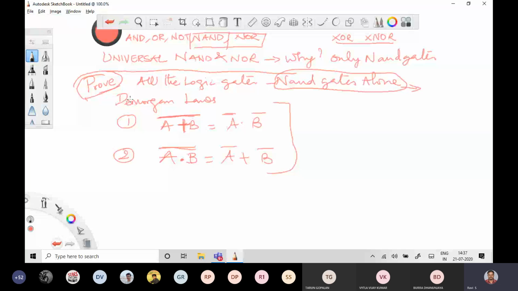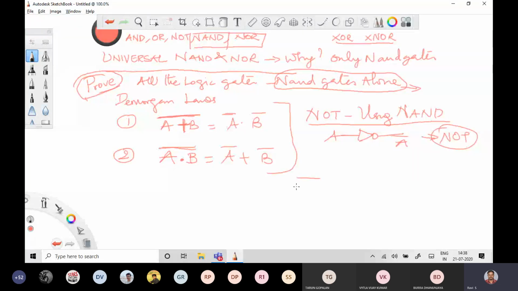We'll see how NAND alone is called universal. For that I'll take the NOT implementation using NAND. First, let me try the NOT logic gate. What is the requirement of NOT logic? If I apply A as input, I have to get A bar as output. If I obtain A as input and A bar as output from the NAND logic, I can say that the implementation is correct. For that, I'm taking a NAND gate which has A as input.